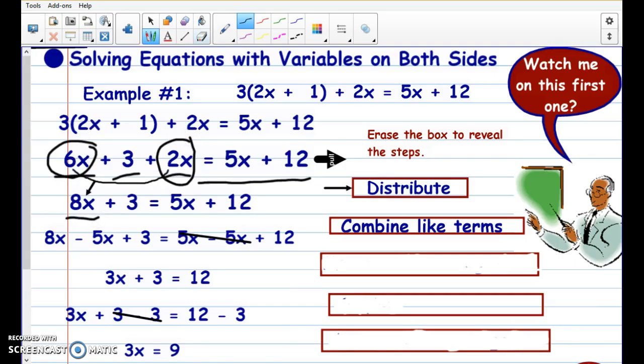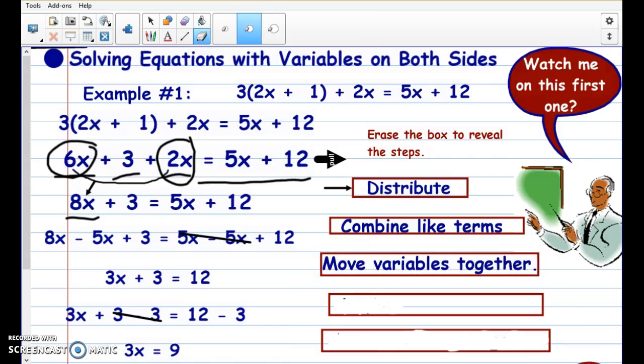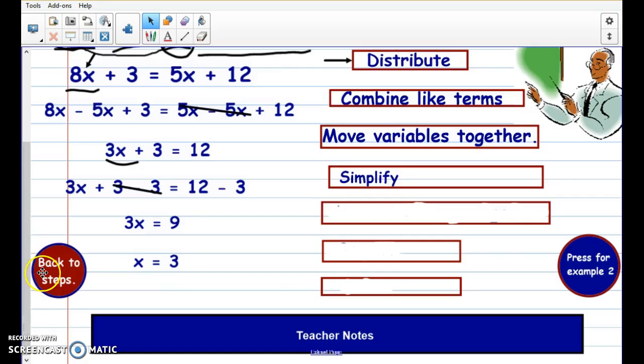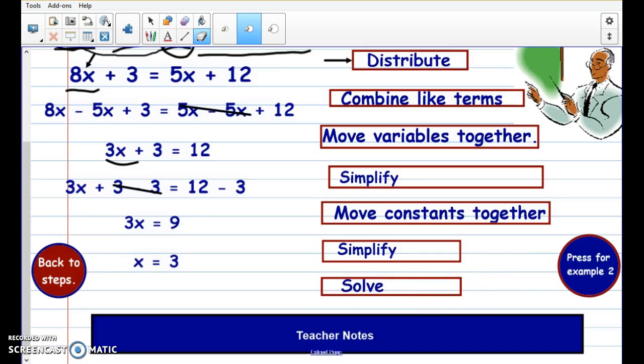Now we're going to get our variables together. I have a plus 5x over here, so I'm going to subtract 5x over there, and I'm left with 3x. And I'm going to combine my numbers together. I have my plus 3 over here, so I'm going to subtract 3, which would leave me with 9. Then I'm left with 3x equals 9. So I simplified, I moved my numbers together, and I solve: x equals 3.